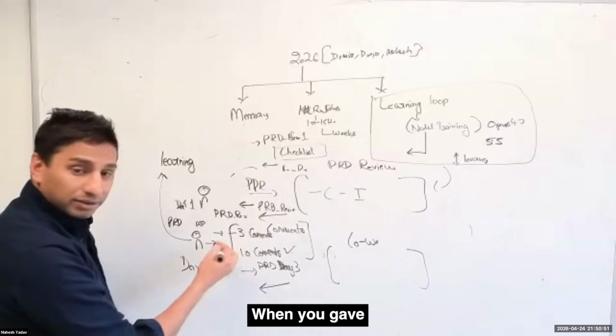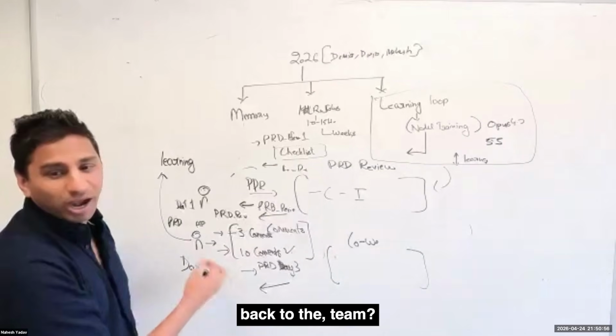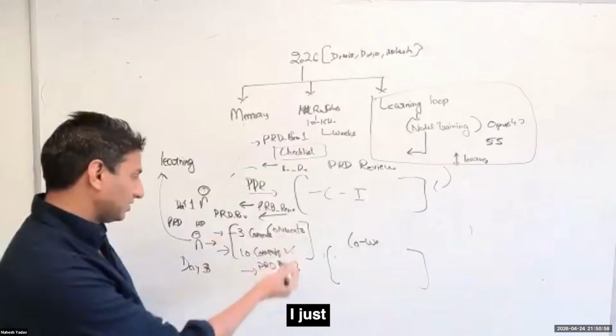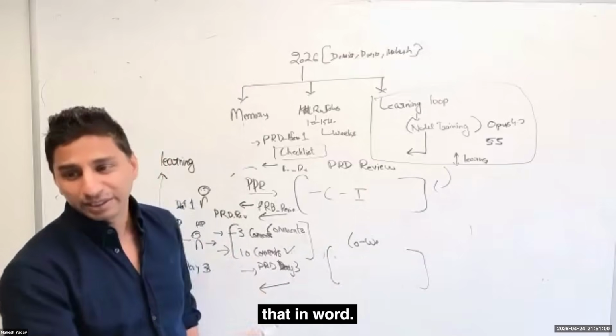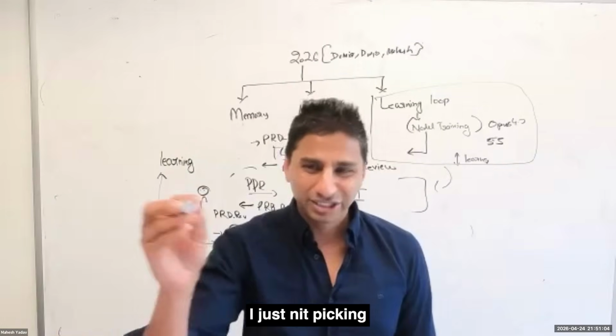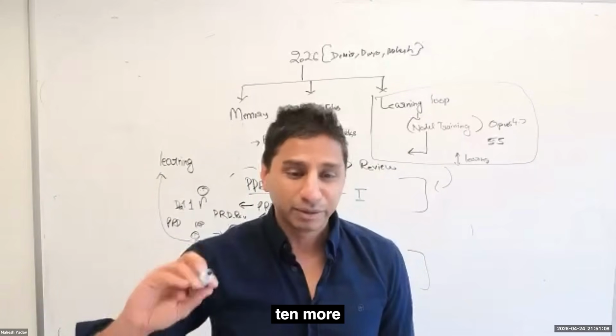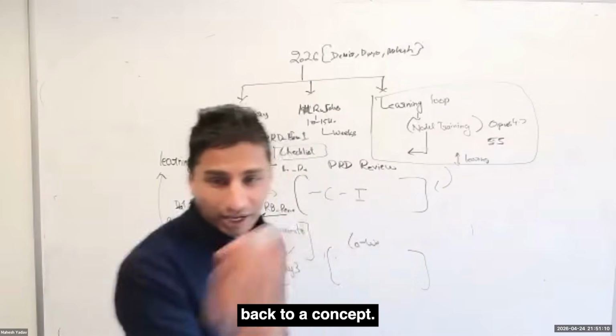Did you give the comments back to the thing? No, I didn't write. I just commented on Word, right? I opened that in Word and looked at what AI had done. I thought the AI was just nitpicking these 3 ones. So I removed those 3 and then I added 10 more. And then I sent it back to Akansha.